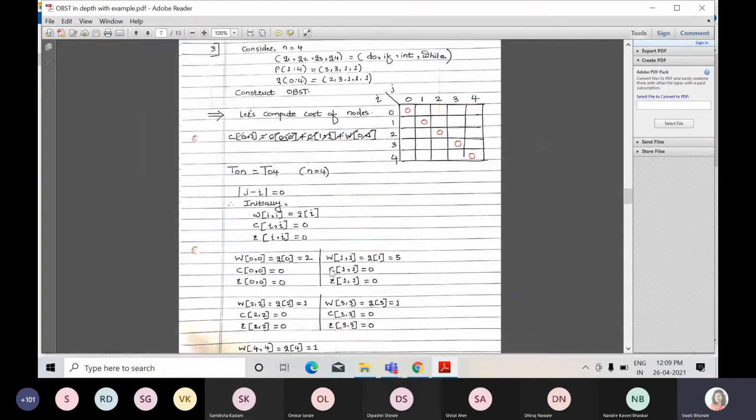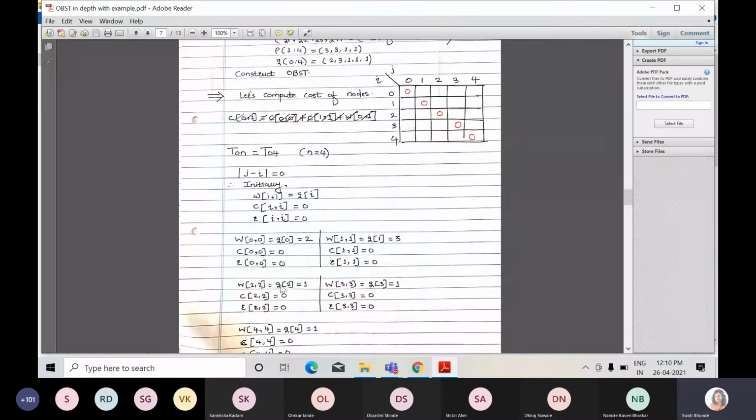So Q of 0 0 is what? 2. So we have written 2 here. And what is the initial cost? C and R, what are these values? C of I I is 0 and R of I I is also 0. So what did we get for W of 0 0? We got 2, and all these others will remain 0.